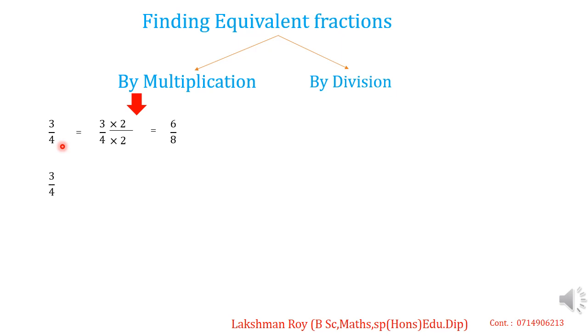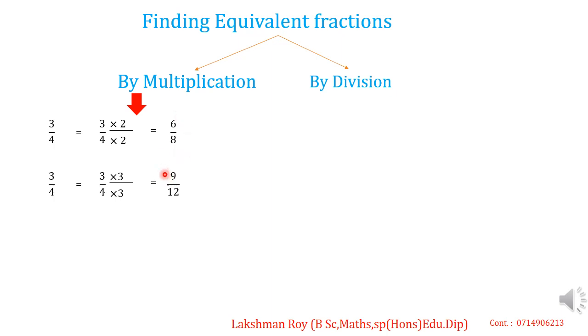Let's find another one. 3/4 is my fraction. Now I am going to multiply this 3 and 4 by 3. Earlier I multiplied by 2, now I move to 3. The numerator is multiplied by 3, and the denominator should also be multiplied by 3. The same number, you can't vary it. Don't multiply by different numbers. So with the same number 3, what answer do you get? 3 multiplied by 3 is 9. 4 multiplied by 3, that is the denominator, is 12. So this is another equivalent fraction to 3/4.